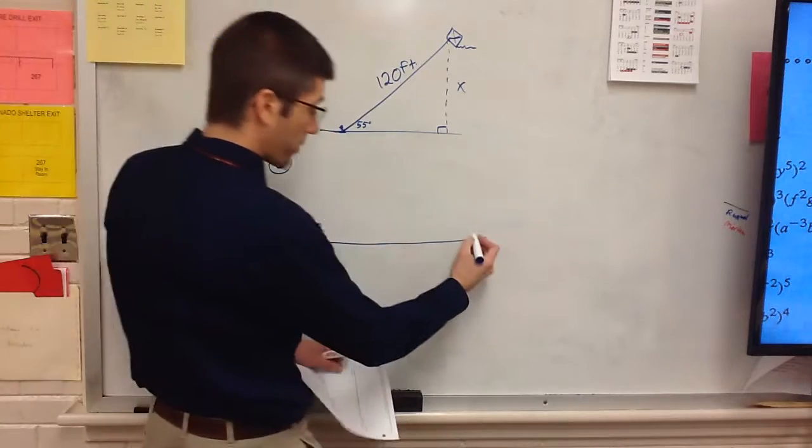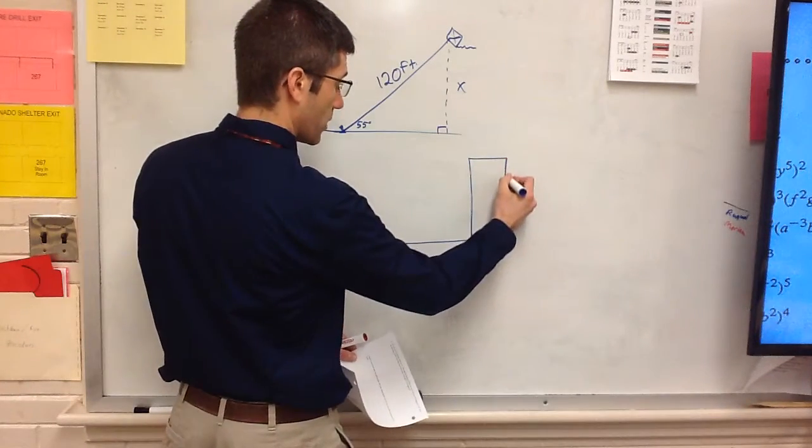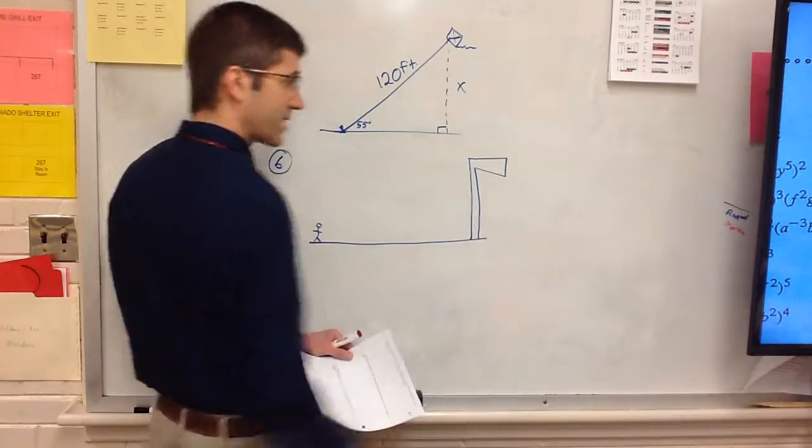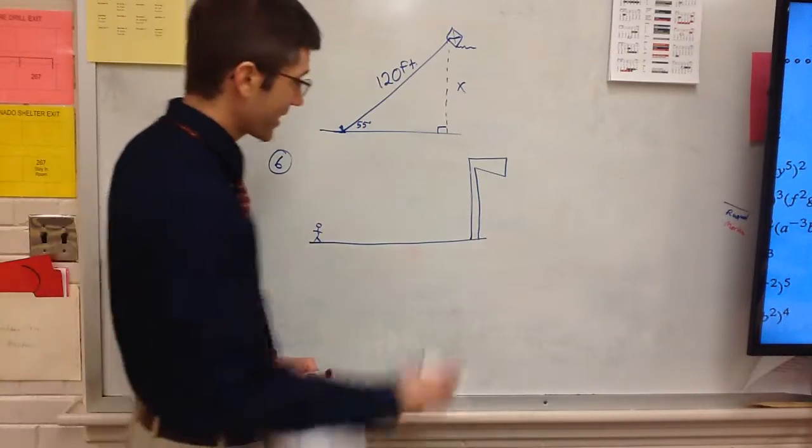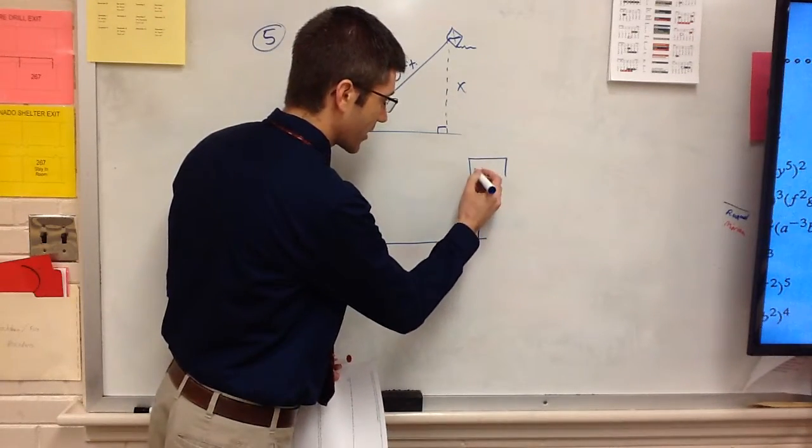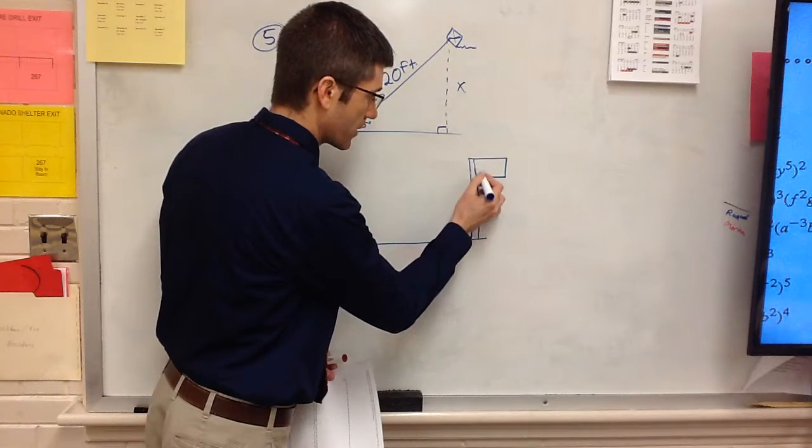to the top of a flagpole, so there's a flagpole over here. That looks like a giant hatchet, doesn't it? That does not look like a flag. That looks terrible. There we go. It's a little bit better.